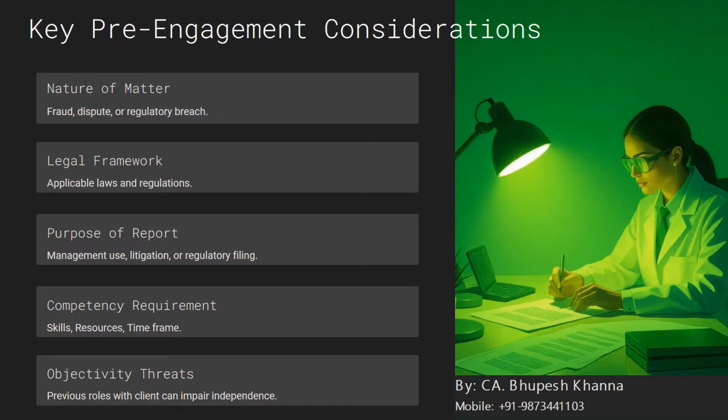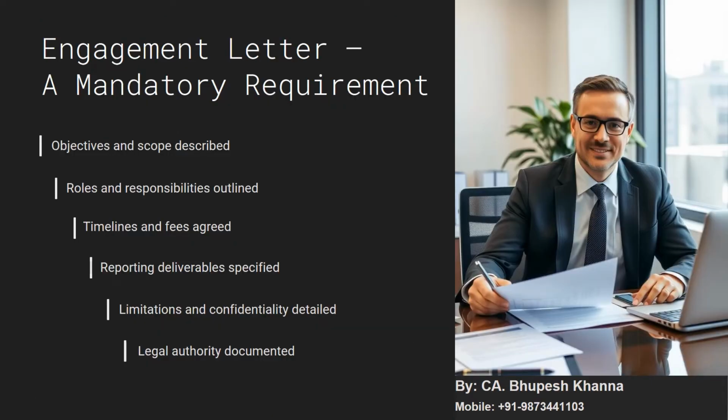Possible threats to objectivity, such as prior involvement with the client. Example: if the professional was the auditor of the client during the period under investigation, this may create a threat to independence. Now, the most important point is the engagement letter. A mandatory requirement.